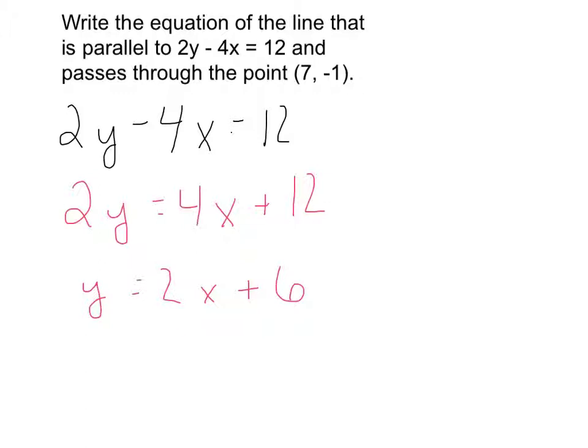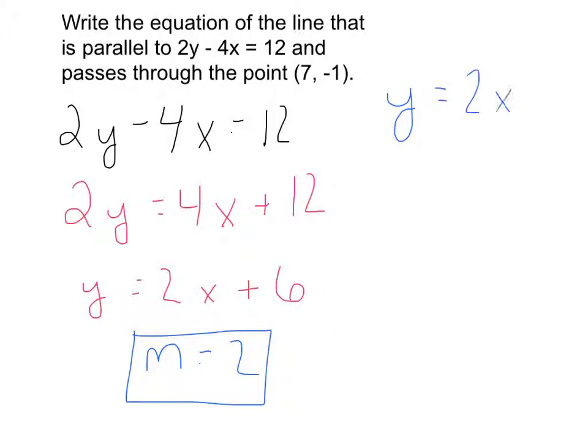Now that in itself seems like I did an entire problem, but actually I haven't even got started. I just determined the slope of my line. I found the slope of the line that I was given. I know that the line I'm coming up with has to be parallel to it. So I know the slope of my line is 2. So I can start writing the equation of my line now by writing y equals 2x. I need that plus b again, because I need to make sure that my b is set so that my line goes through the point 7, negative 1.